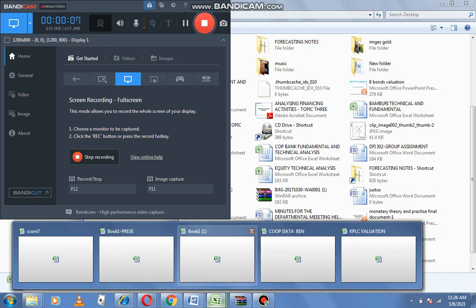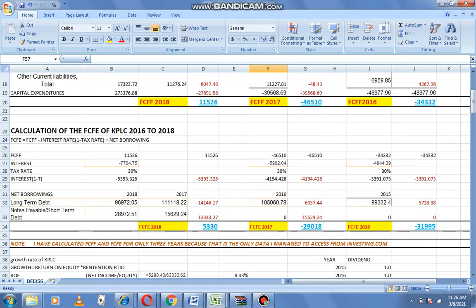So we were discussing how to get the net borrowings. The net borrowings is the long-term debt plus the short-term debt or the notes payable. These values, the long-term debt and the short-term debt, you're going to get them on Reuters. So you just go on Reuters the way I've shown you before, get those values and paste them here on Excel. When you get those values, you then add up everything to get the value of FCFF.